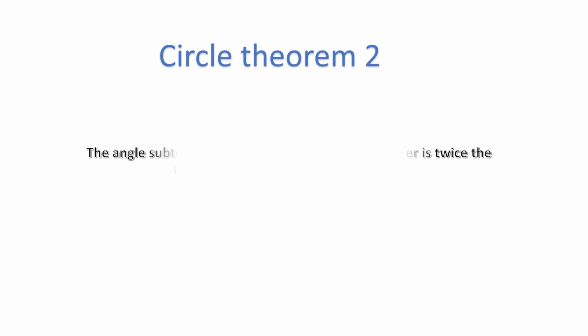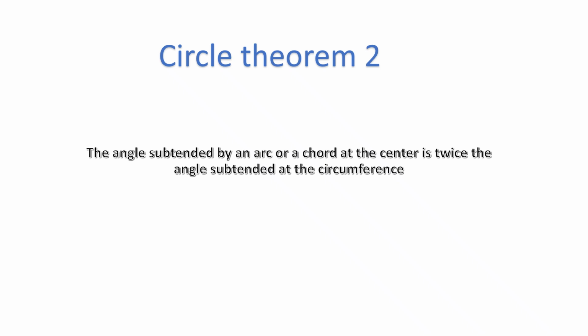So in this video we'll be discussing proving circle theorem 2, the second one: the angle subtended at the center is twice the angle subtended at the circumference. You would have learned about just one diagram, but here we'll be using two different diagrams. The second one also might come, so you need to know about both.